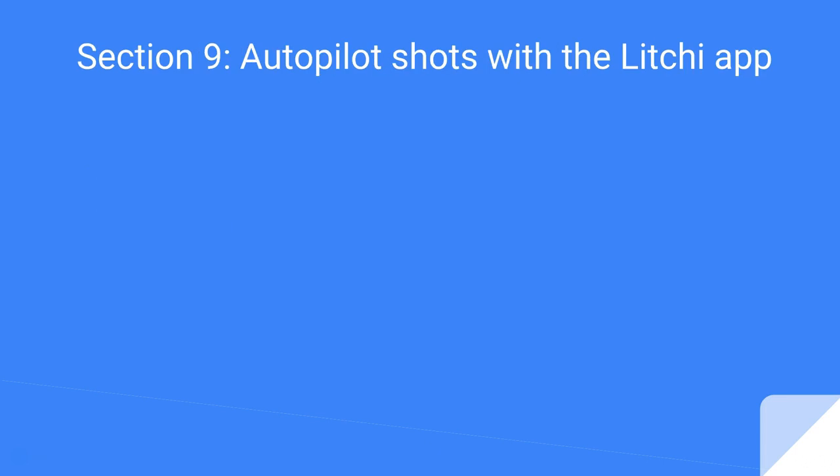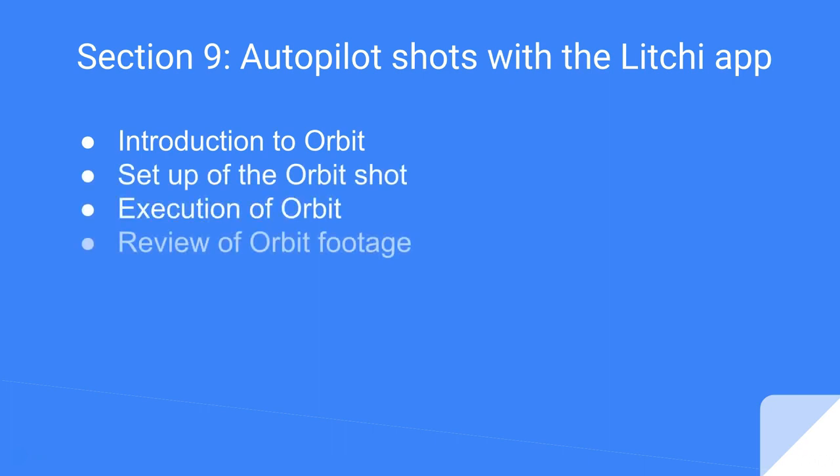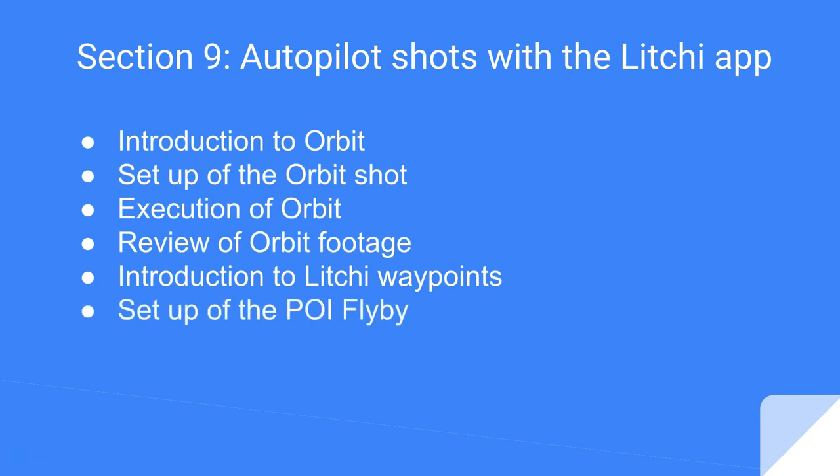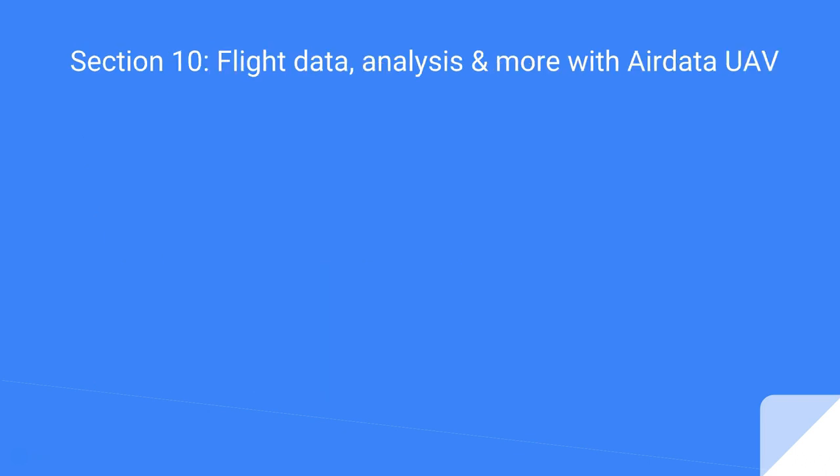Section 9, we look at autopilot with Litchi, and we cover 2. The first is orbit. There's an introduction, setup, execution, review, and then we look at waypoints, and specifically the point of interest flyby, which is one of my favorite shots. Setup, execution, and review.